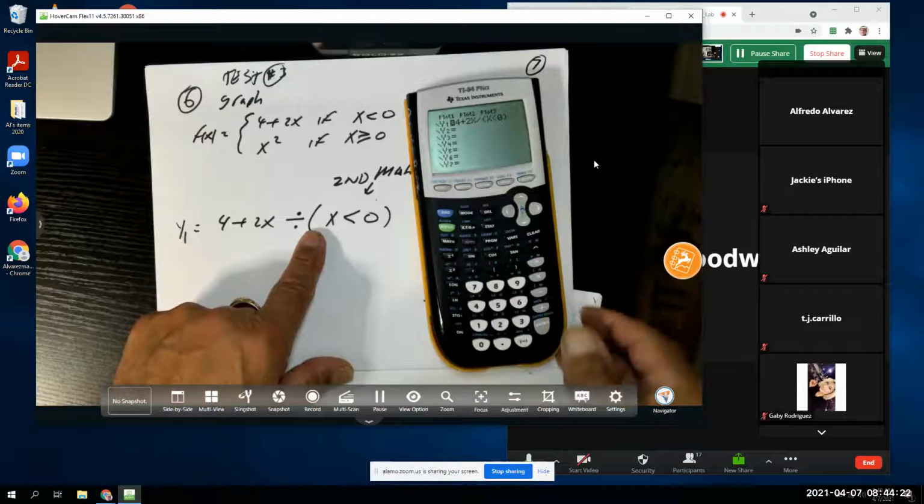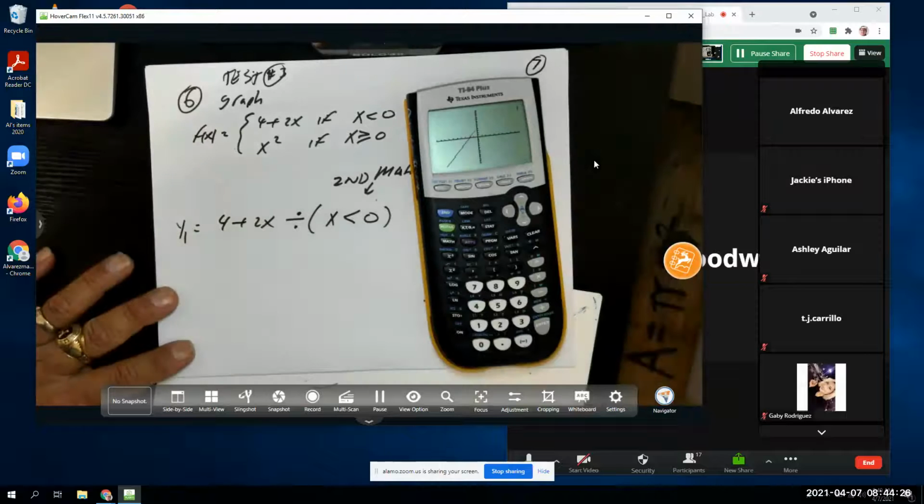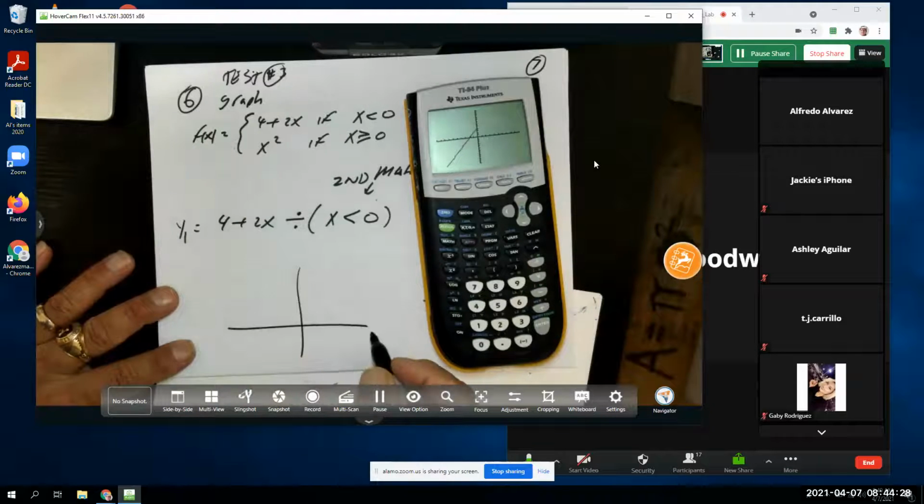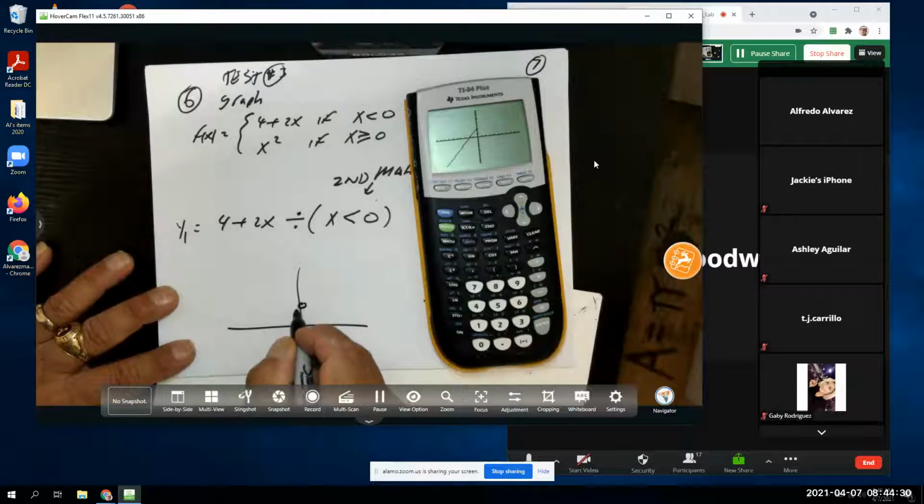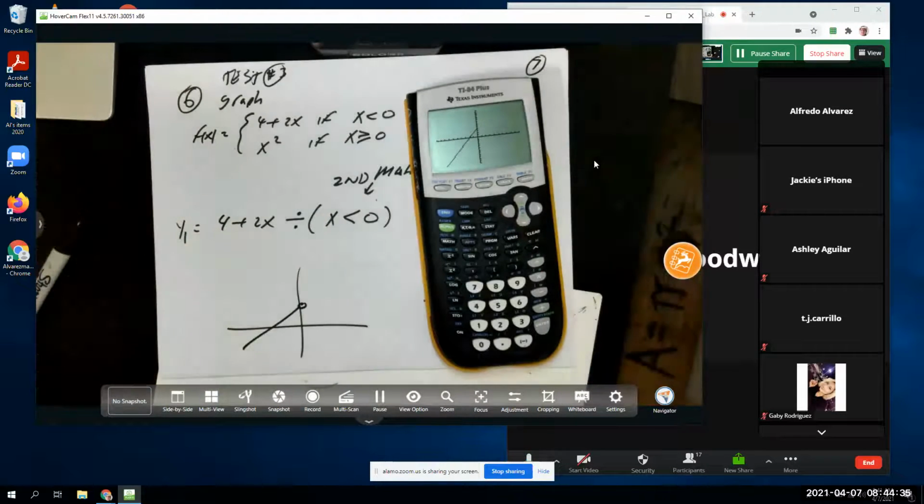Ready? And then hit graph. And it looks like this. It goes from here that way. Did y'all get a graph like this? Yes or no?